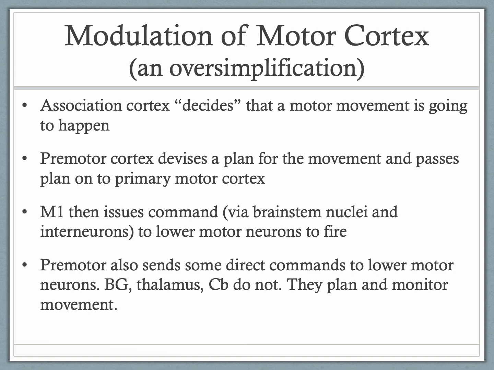Basal ganglia, thalamus, and cerebellum do not. They plan and monitor movement. So premotor cortex can send some direct commands to lower motor neurons, but basal ganglia, thalamus, and cerebellum do not. They just plan and monitor the movement.